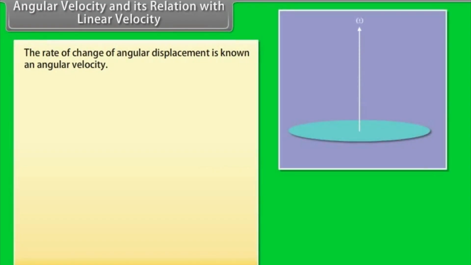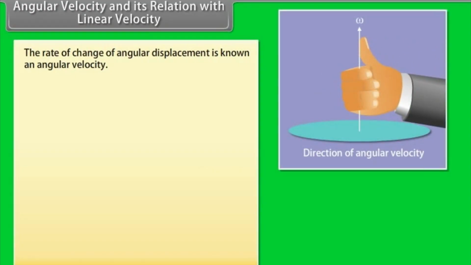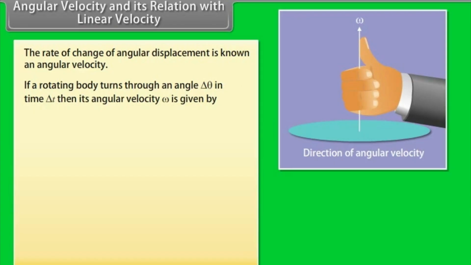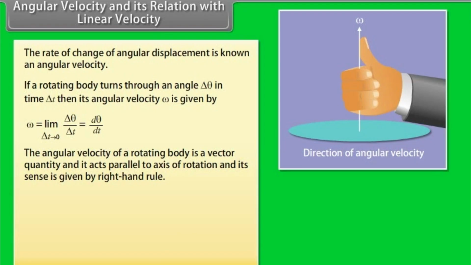Angular velocity and its relation with linear velocity. The rate of change of angular displacement is known as angular velocity. If a rotating body turns through an angle delta theta in time delta t, then its angular velocity omega is given by omega is equal to limit delta t tends to 0 of delta theta upon delta t, which is equal to d theta by dt. The angular velocity of a rotating body is a vector quantity, and it acts parallel to the axis of rotation, and its sense is given by the right-hand rule.